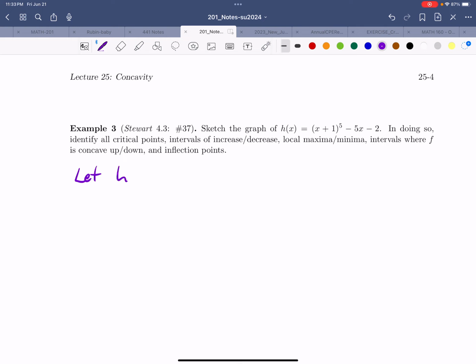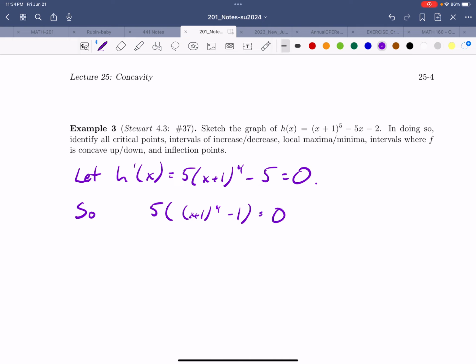So we're going to let h prime of x equal 0, right? Well, h prime of x, we know, equals 0, right? So it's just a matter of solving for x. Now, maybe you can eyeball that if x equals 0, then we're in the clear. But there is another point, believe it or not, right? If we factor out the 5, we get x plus 1 to the 4th minus 1 equals 0.